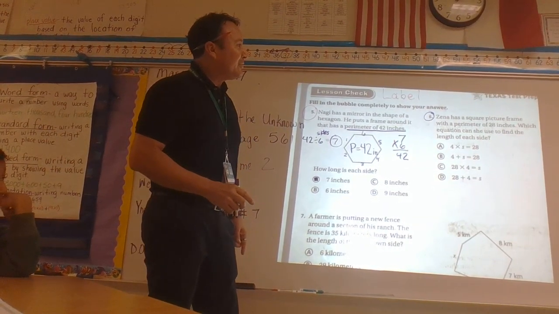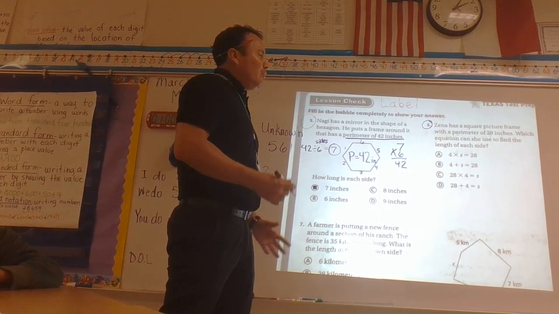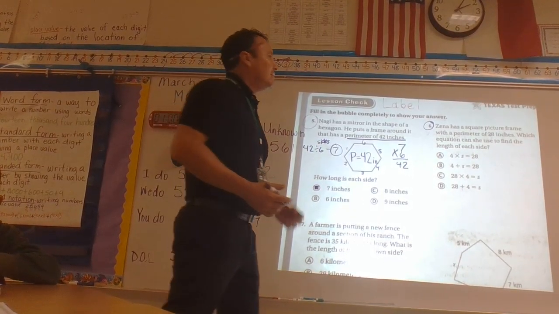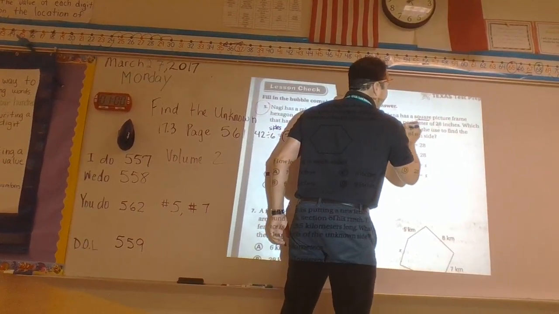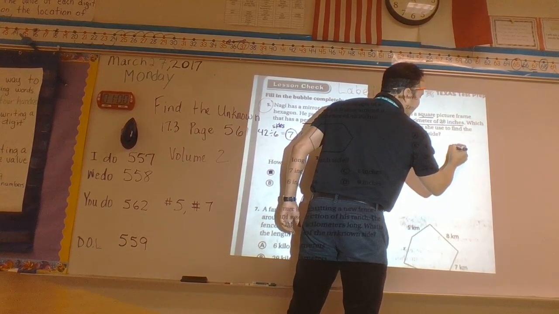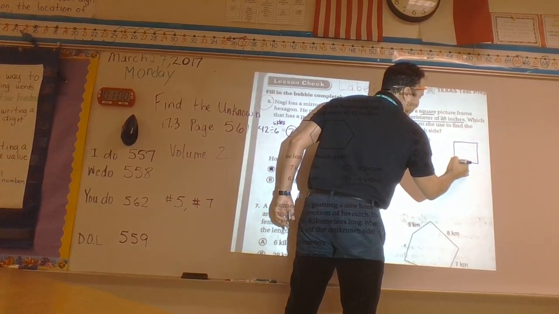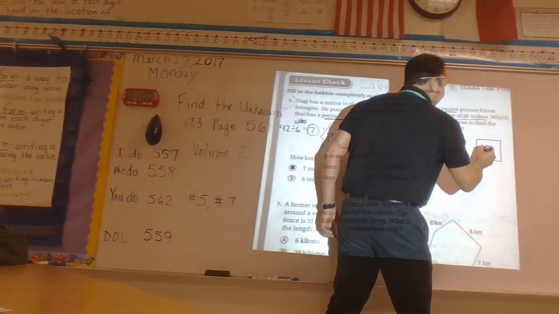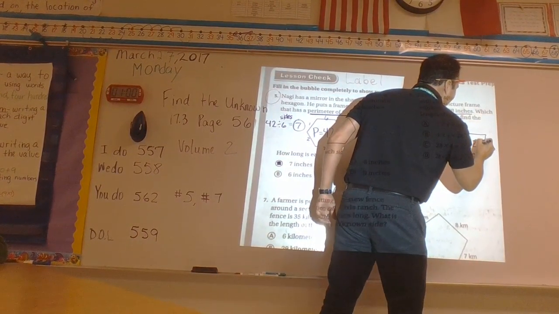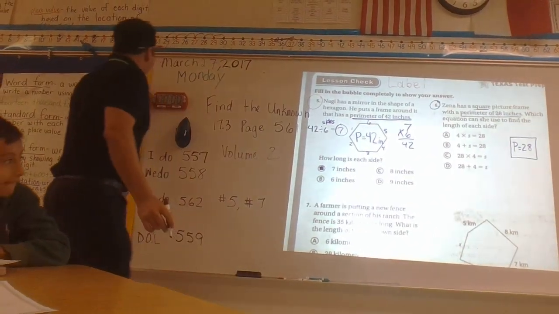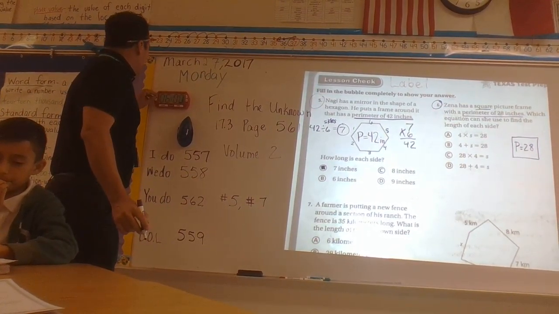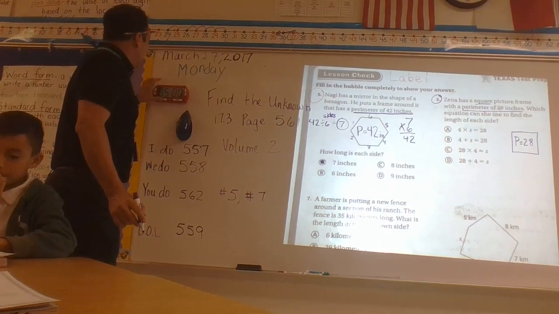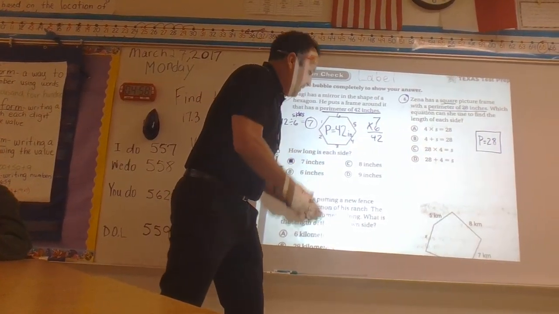It says Zena has a square picture frame with a perimeter of 28 inches. Which equation can she use to find the length of each side? What kind of picture am I going to draw? A square. Good. When I draw a square, what am I going to put inside of it? The perimeter, 28 inches. So I'm going to give you 5 minutes to work on it. When the timer rings, we're going to go back to the board. So we'll discuss it together. Okay, go ahead and start.